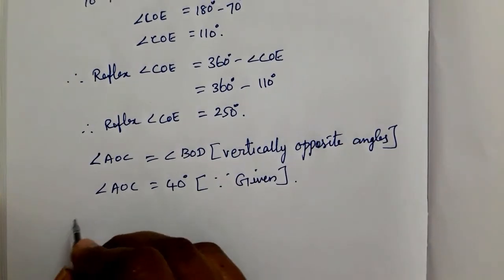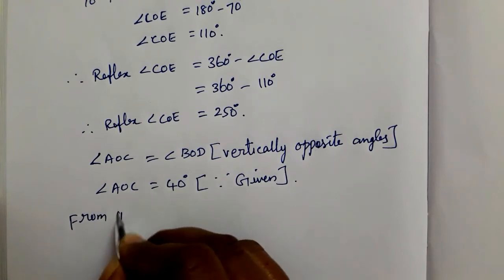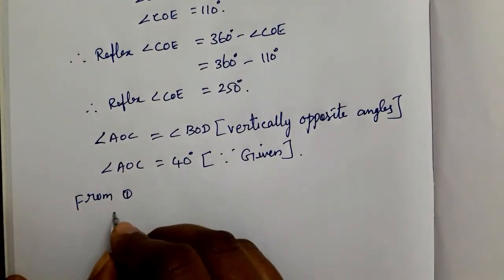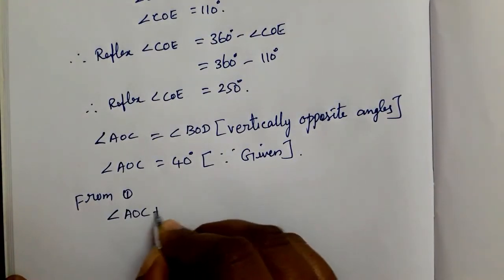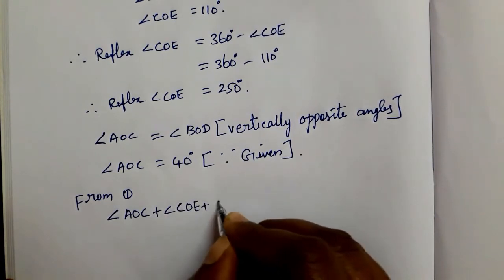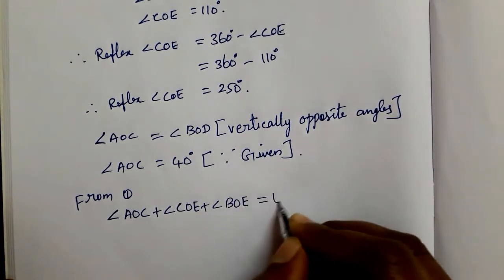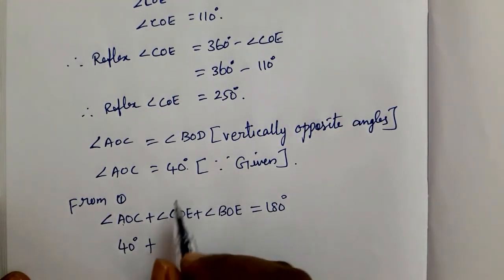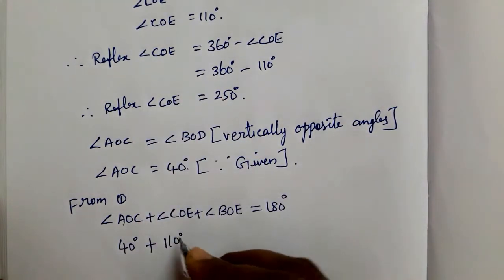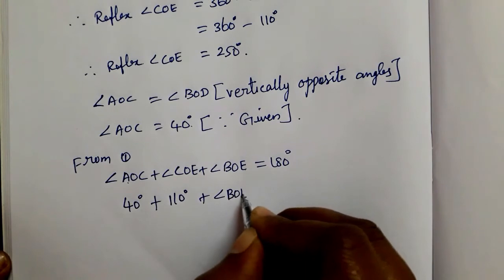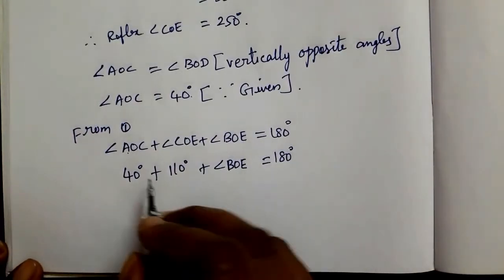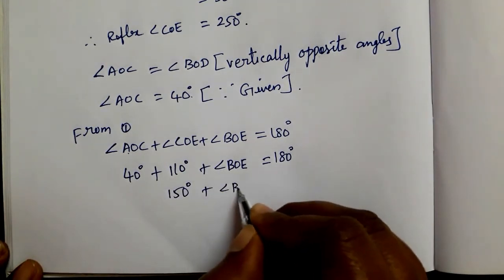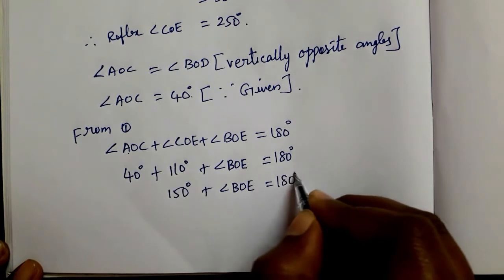From equation 1, here angle AOC plus angle COE plus angle BOE equal to 180 degree. So we can write the same here. Angle AOC value 40 degree plus angle COE value 110 degree plus angle BOE equal to 180 degree. Now this 110 plus 40 we will get 150. So 150 degree plus angle BOE equal to 180 degree.